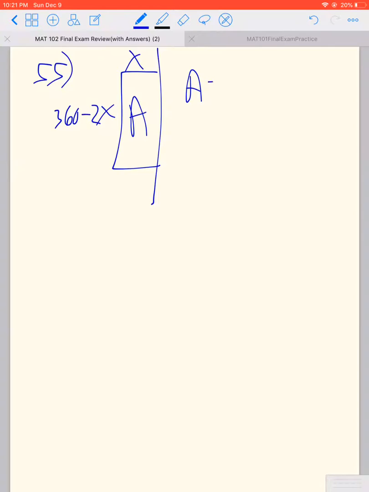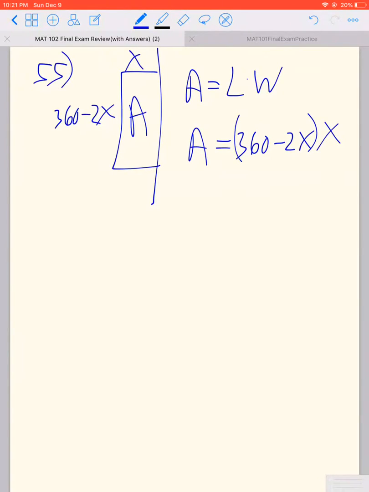We know that the area for a rectangle is length times width. If we let the width be x and the length be 360 minus 2x, then our area is going to be 360 minus 2x times x, which is just length times width. We can rewrite this. If I distribute the x in, this would be 360x minus 2x squared.